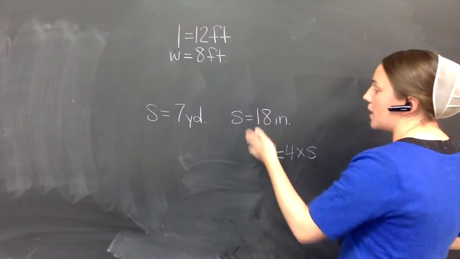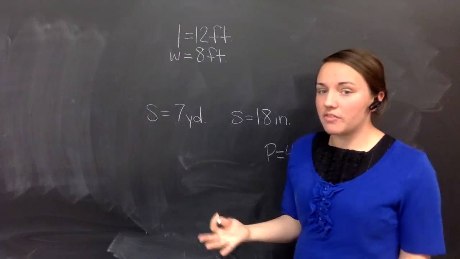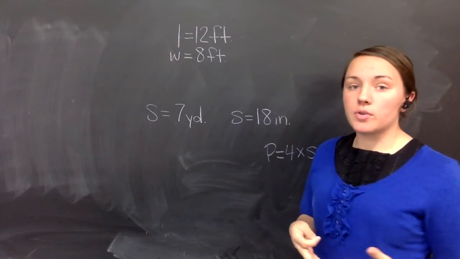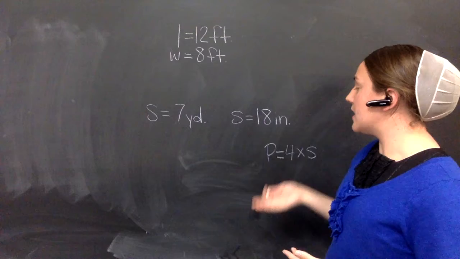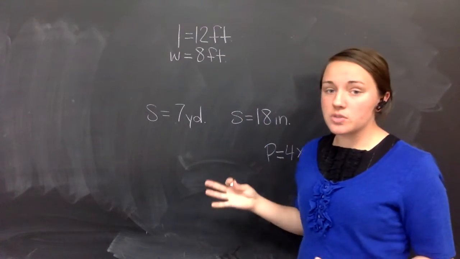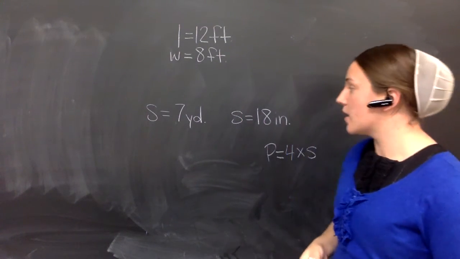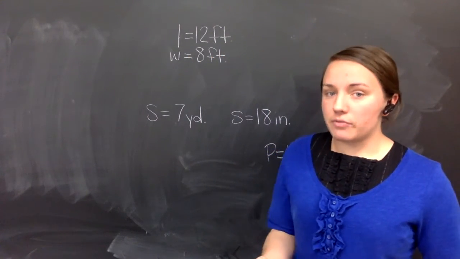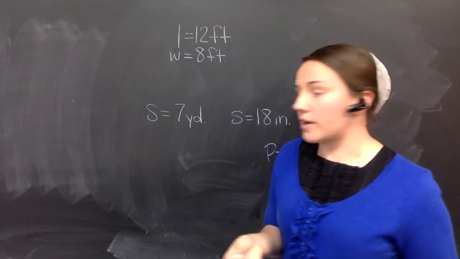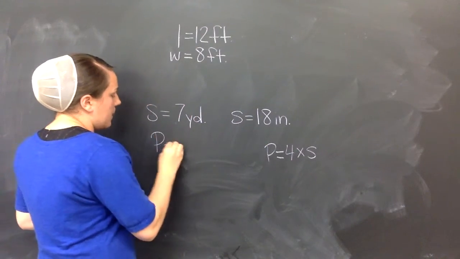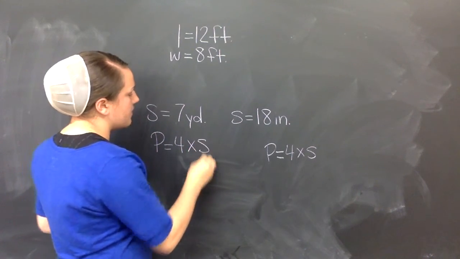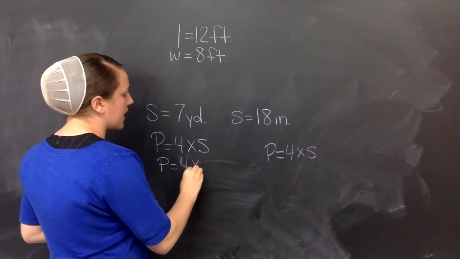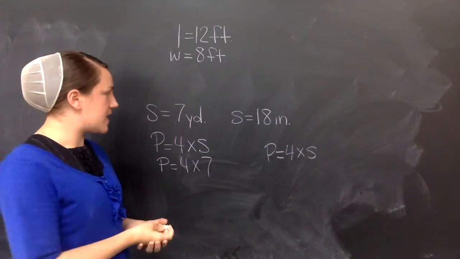I have 2 dimensions. We have one square with a side of 7 yards and another square with a side of 18 inches. We want to find the perimeter of both of these. So we know our formula is P equals 4 times S. These are both squares, so every side is the same. So let's write our formula. Remember, it's important to write your formula down for every problem so that you remember it and learn to do that well. So P equals 4 times S. Now our side is 7, so we have P equals 4 times 7, because our side is 7 yards.